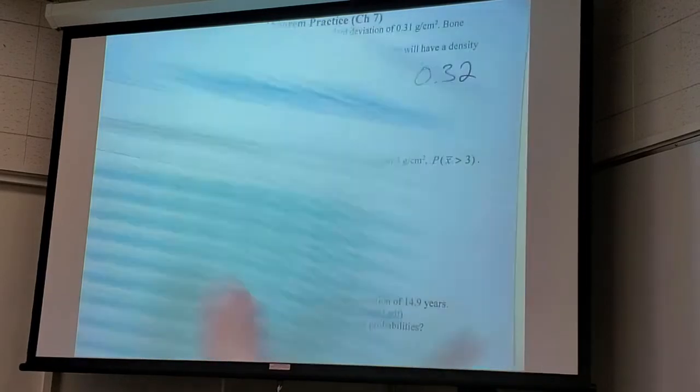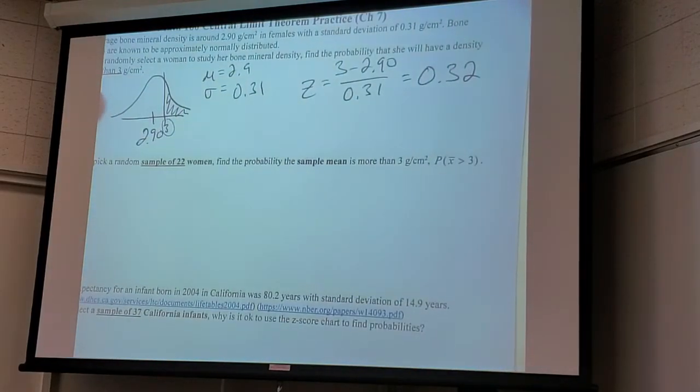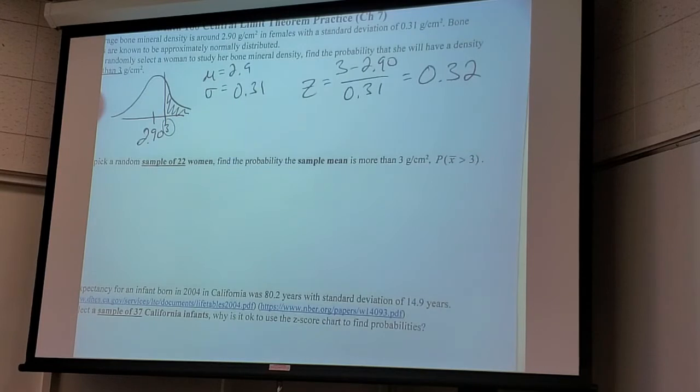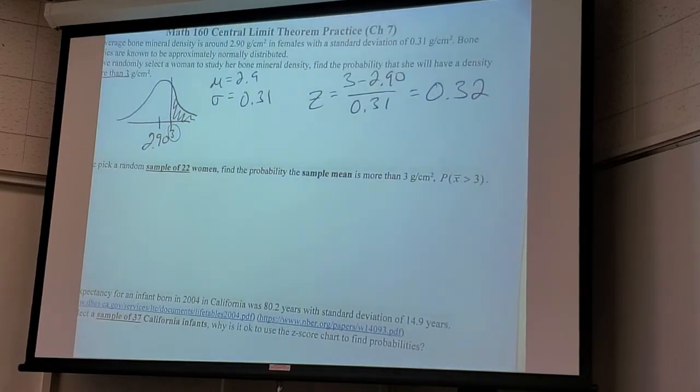Is that the answer? No. Hell no. Because anytime you look up on the z-score chart, you immediately, for yourself, because you were nice to yourself, you drew the picture. So the minute you look up a z-score, you put it below the thing you just looked up.